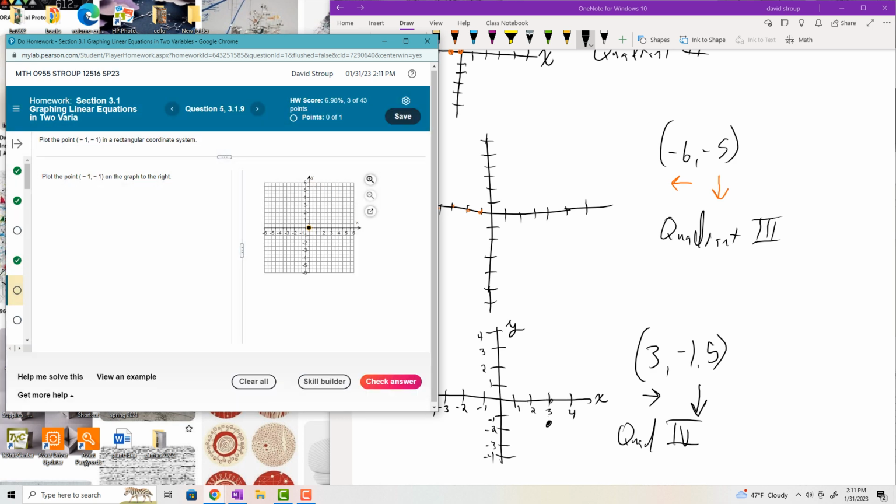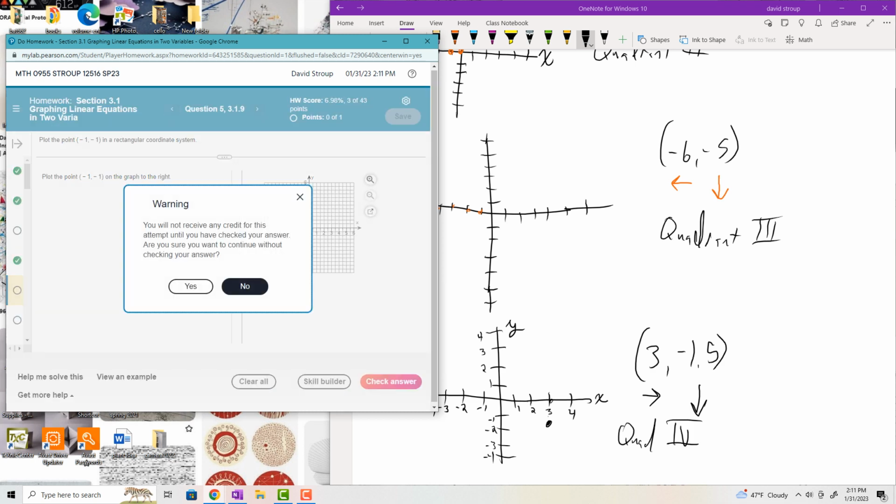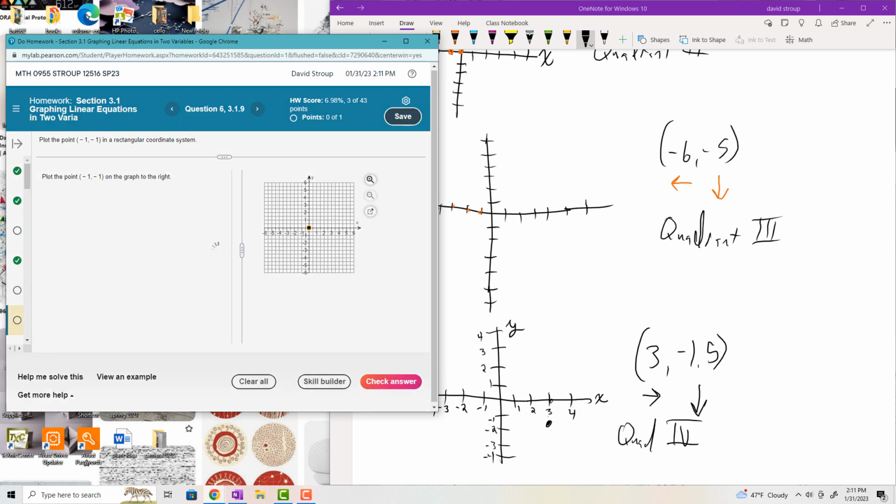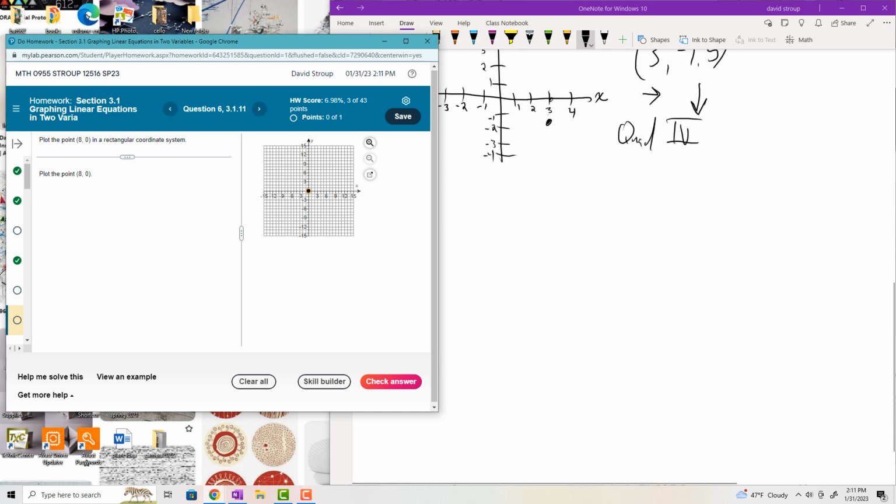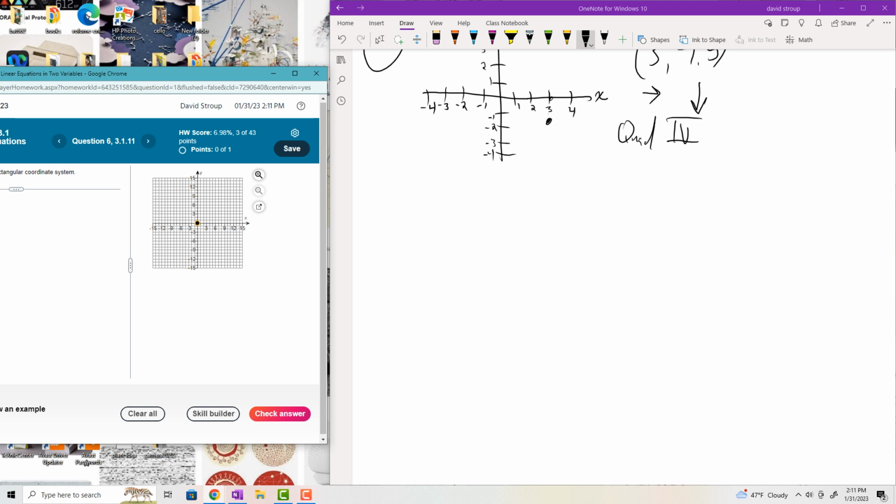Yay. All right, -1, -1. Okay, I think we can handle that one. So it's just going to the left and then going down. 8, 0. So this one will be on the x-axis as opposed to one of the quadrants.